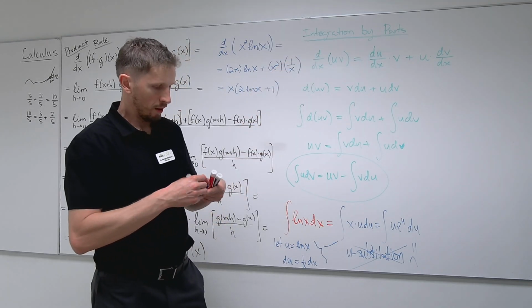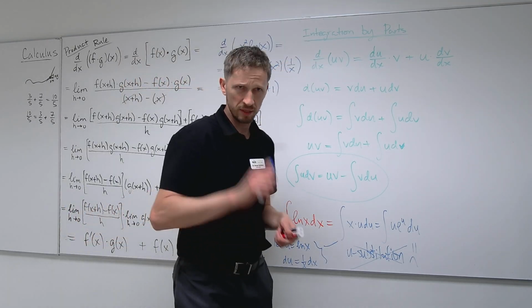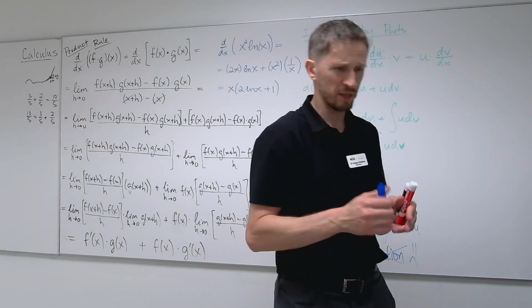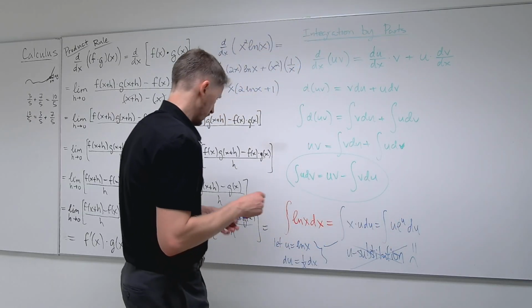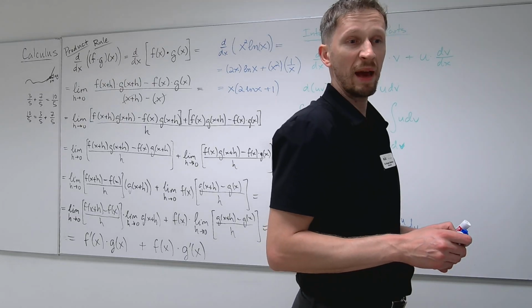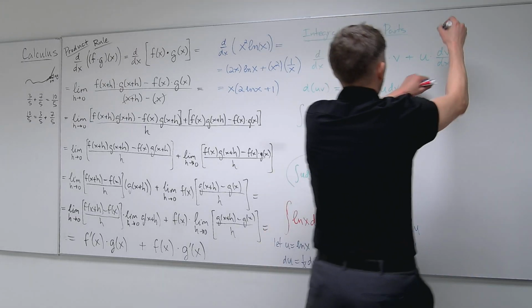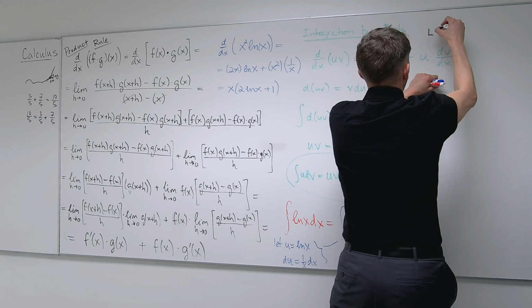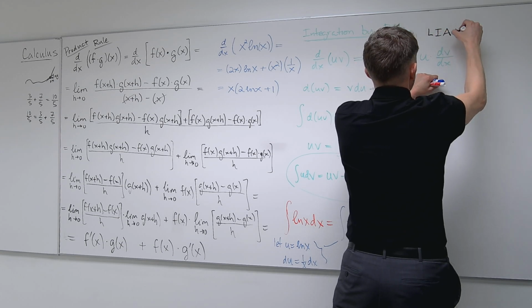Now, here's a trick, and not everyone agrees with me on this. Mathematicians use a few different letter orders, but there's one that I feel is the best one, and that is LIATE, L-I-A-T-E. So let's do LIATE, and I'll tell you what that is.